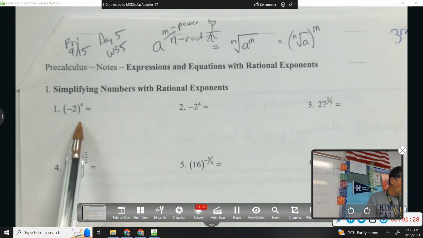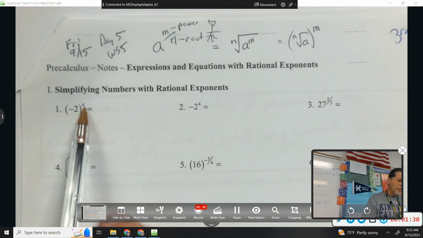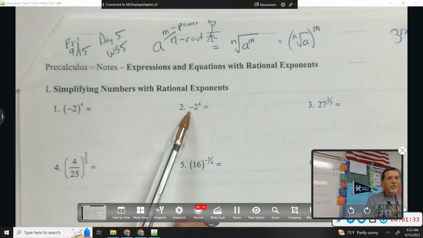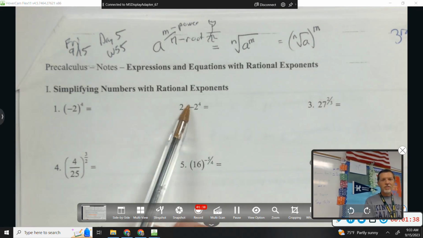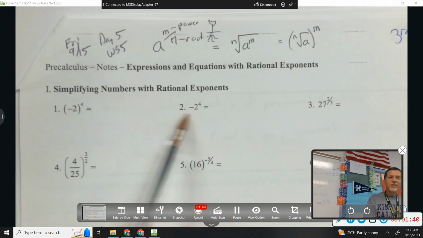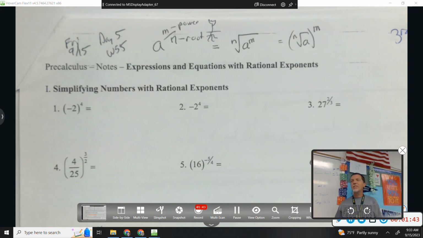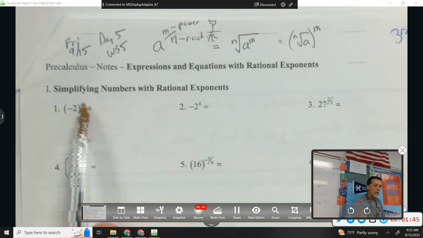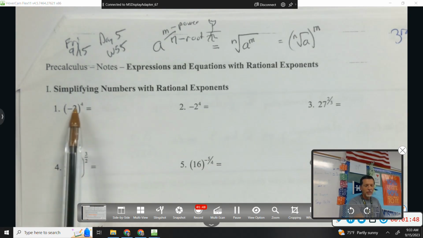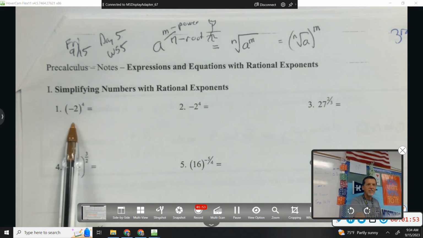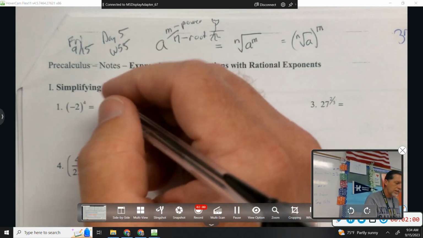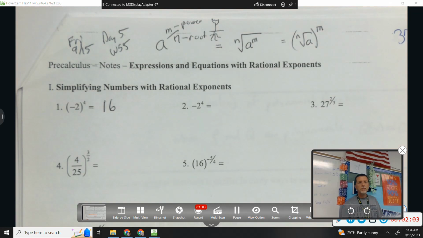Let's do some examples. Negative 2 to the 4th, especially as compared to negative 2 to the 4th. Right, so number 1 versus number 2. Students miss this all the time. Even if you spot them on a calculator, they miss it because they don't know how to put it in. So I'm fourthing negative 2. Let's answer the easy question first. Is my answer going to be positive or negative? Positive, because I'm fourthing a negative number. And then 2 times 2 is 4, times 2 is 8, times 2 is 16. So positive 16.